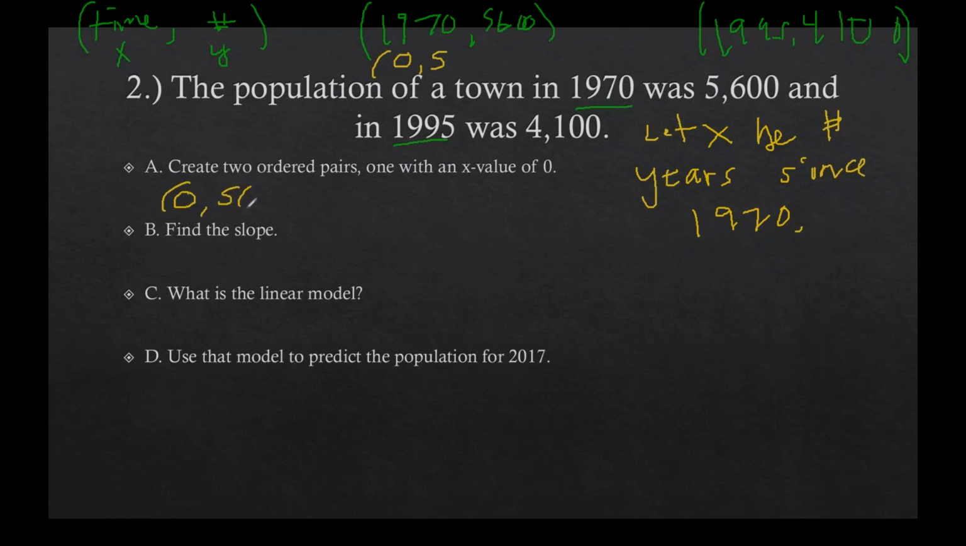So the first ordered pair is 0, 5600, because I need an x value of 0. So I'm going to let x equals 0 mean 1970. And I'm using that one because that's my earliest year. Whatever you're dealing with, your earliest year should have the x value of 0. Okay, now use your thinking skills. If 1970 has an x value of 0, what will the x value be for 1995?